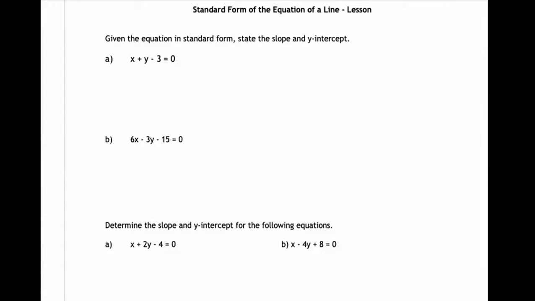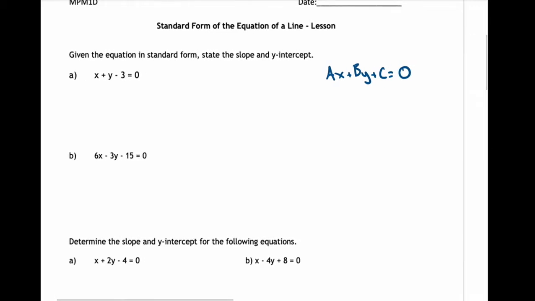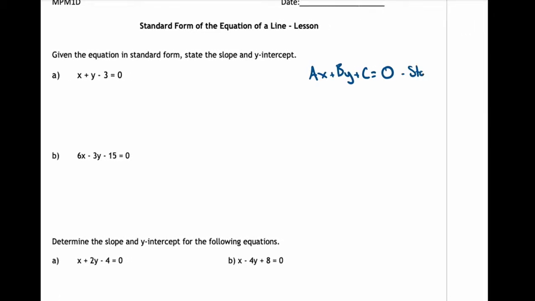In today's note, we are going to look at the standard form of the equation of a line. So standard form, we can see some examples here, but standard form generally follows the pattern ax plus by plus c equals 0. And a, b, and c are all constants or coefficients, they're values. And that is considered the standard form of a line. So this is standard form.